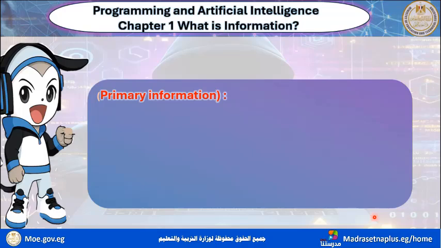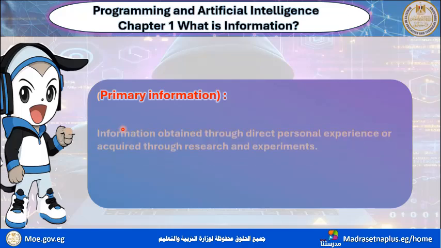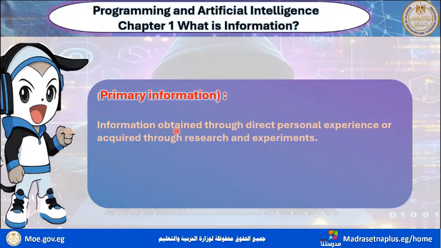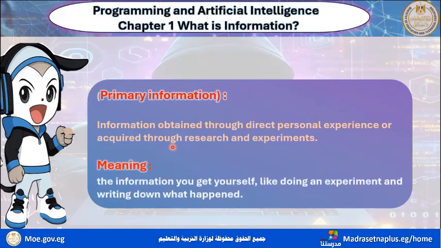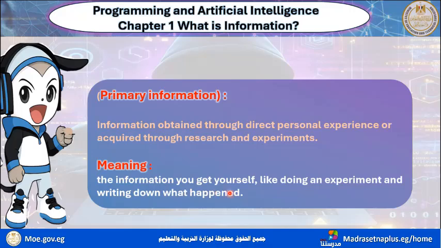Well, information, dear students, divides into parts. So the first thing we have is primary information. So what's primary information? It's information obtained through direct personal experience or acquired through research and experiments. What does it mean? Well, the meaning of it is information you get yourself, like doing an experiment or writing down what happened.